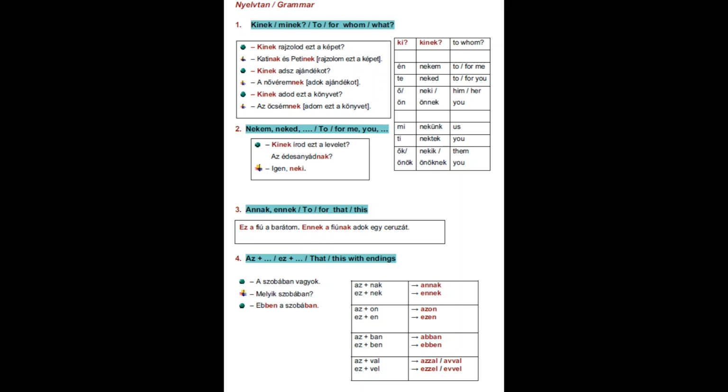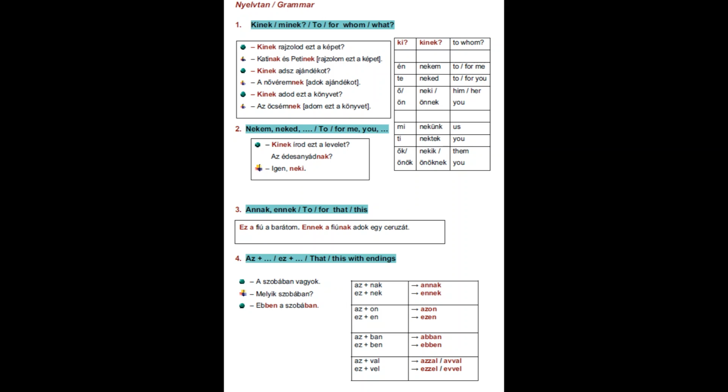Ő. Him or her. Ő neki. For him, to him, neki. For him, neki adom. I give it to him. Neki van. He has it. She has it. Neki. To him. Ő neki. To him, to her.